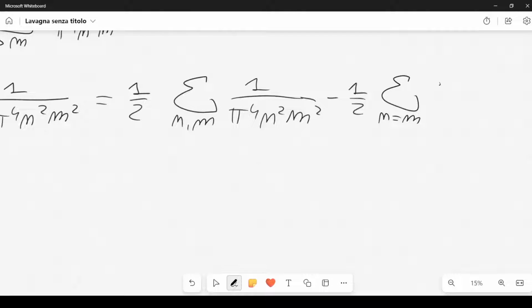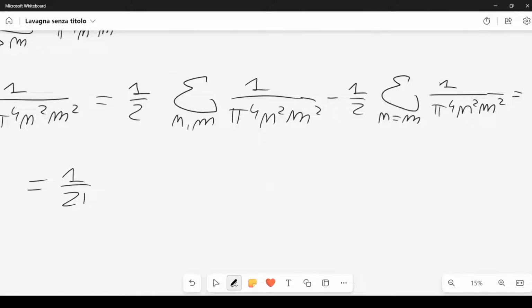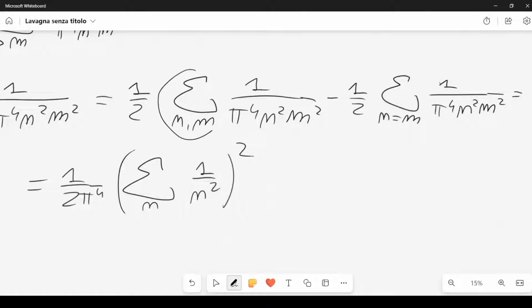And this is how you can write the summation, but in this way, it's simpler to rewrite, for example, this one. So you have minus 1/2. You can factor out pi to the fourth. This summation here, without the pi to the fourth, is simply equal to summation over n, 1 over n squared, and you square it. It's very easy to realize it, because n is just the dummy index. So when you multiply these two, since you are going to square it, you have a sum over n and the sum over m.